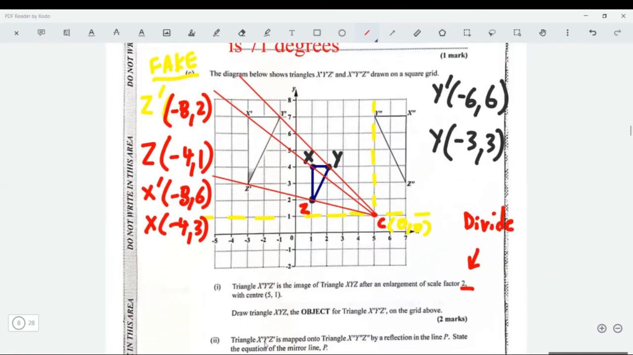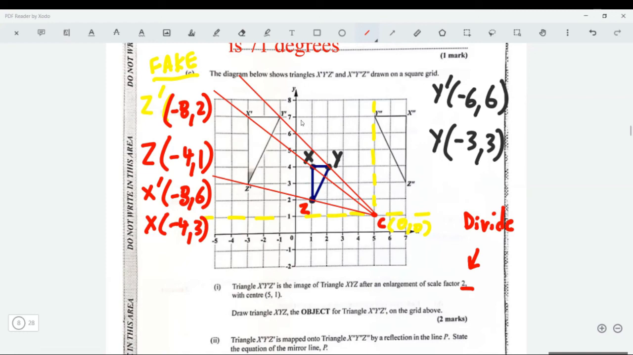Now, triangle x prime, y prime, z prime is mapped onto triangle x double prime, y double prime, z double prime by reflection in the line P. State the equation of the mirror line. So they're telling us that the two triangles that we're looking at are a reflection of each other. The two big triangles, they're a reflection of each other. We need the mirror line. So let's first count out the distance from each other. 1, 2, 3, 4, 5, 6.